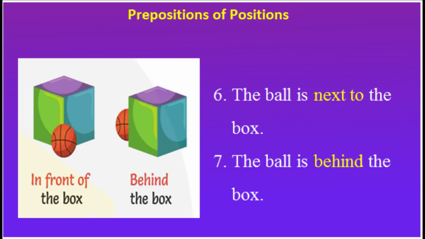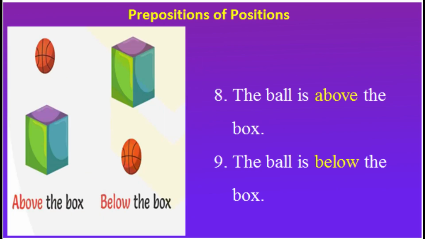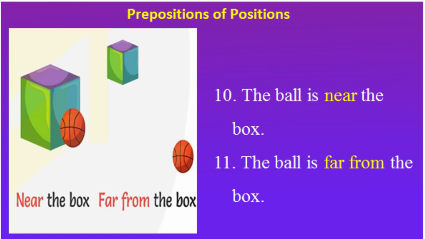The ball is in front of the box. Seventh one, the ball is behind the box. Eighth one, the ball is above the box. Ninth one, the ball is below the box. 10th one, the ball is near the box. Okay, and the final one, the ball is far from the box.